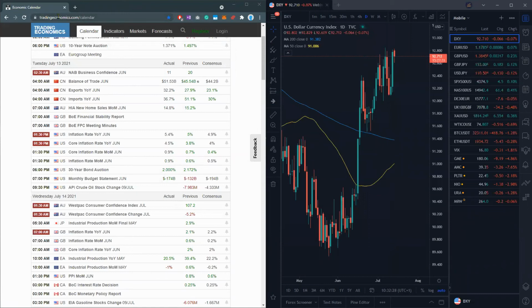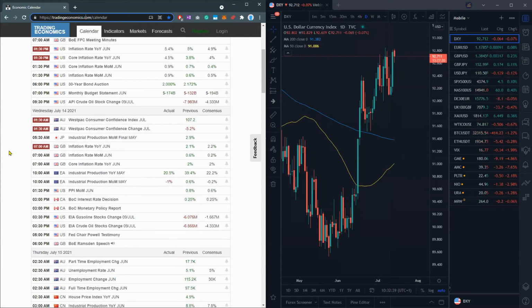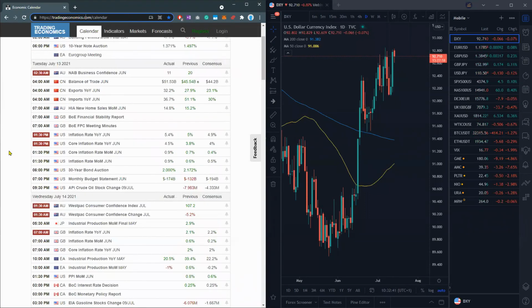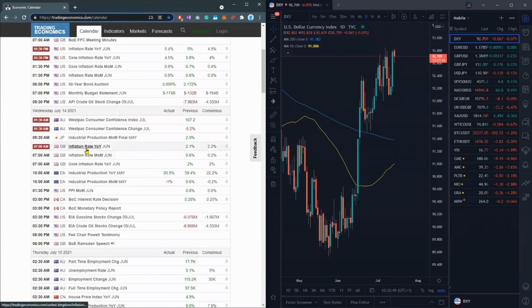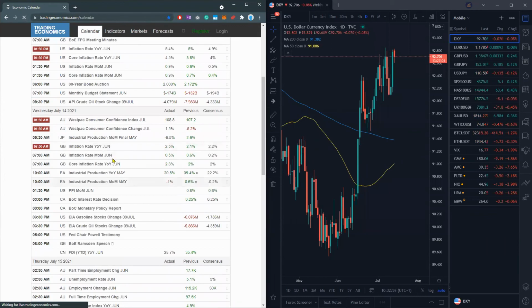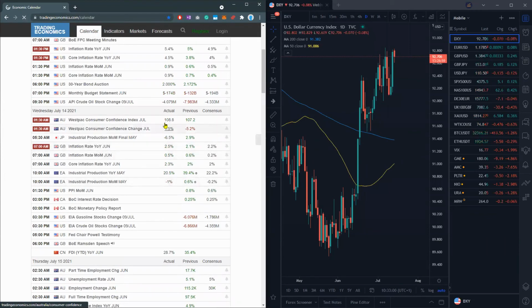A good tip is to try using tradingeconomics.com. This is a good website to source the economic calendar plus all other economic indicators. We're looking at this morning's data, and you should be able to find the most recent data in this region over here. This morning at 7 a.m. we had the inflation rate year over year for the month of June. That may need to be refreshed, so give it a moment. Here we are, we've got the actual numbers in place now.